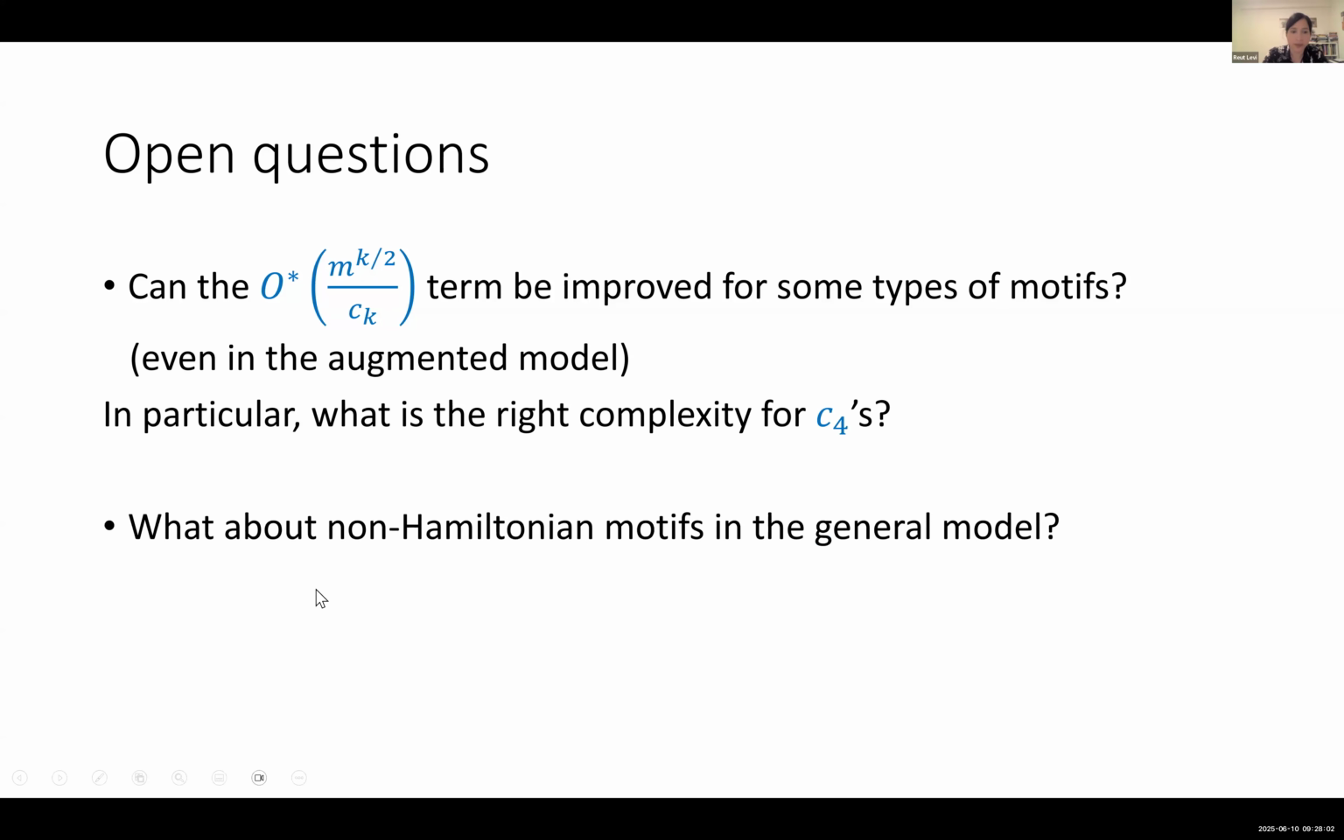And another question that we leave open is the problem of counting motifs which are non-Hamiltonian. In particular, let's even consider simple motifs such as paths. What is the complexity of sampling such motifs? Can we do it with sublinear query complexity?